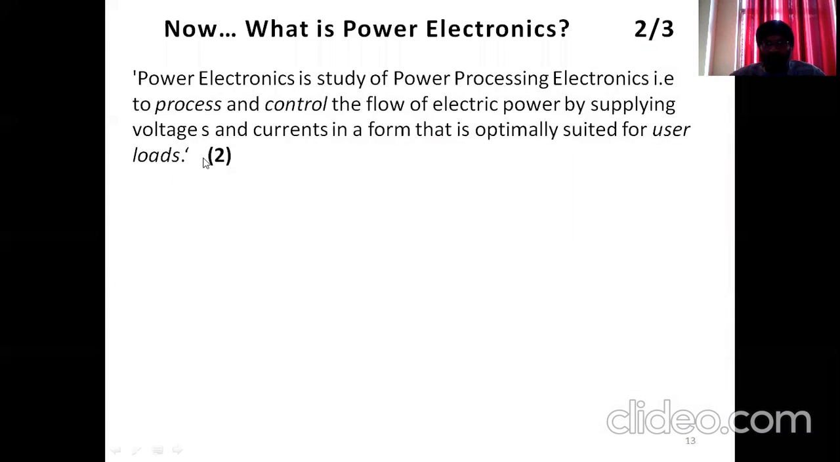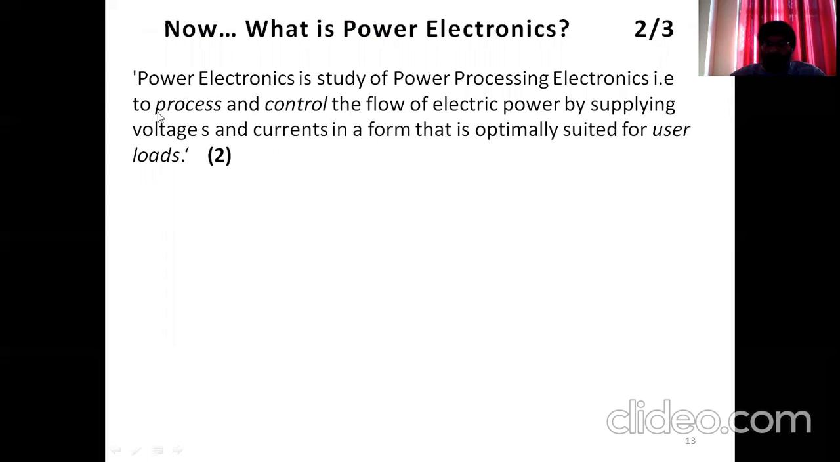Okay, now the second definition, because the first definition was dealing with voltage, current, and frequency. That's why I discussed the frequency, which you have to remember, because we will be using that in power electronic circuits. Now, second definition: power electronics is the study of power processing electronics, that is, to process and control the flow of electric power by supplying voltages and currents in a form that is optimally suited for user loads. It is the same way of saying it, but here it says process and control the flow of electric power. So we'll see how to do processing and control.